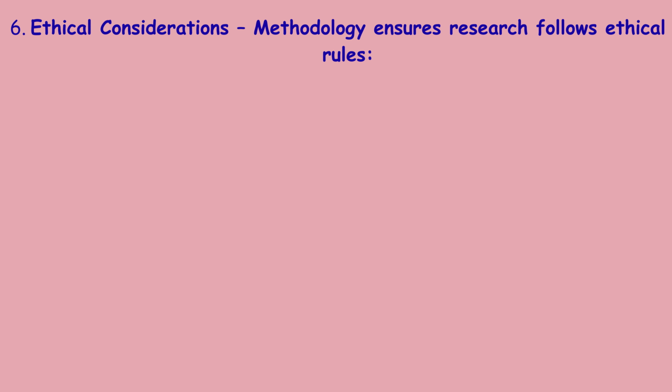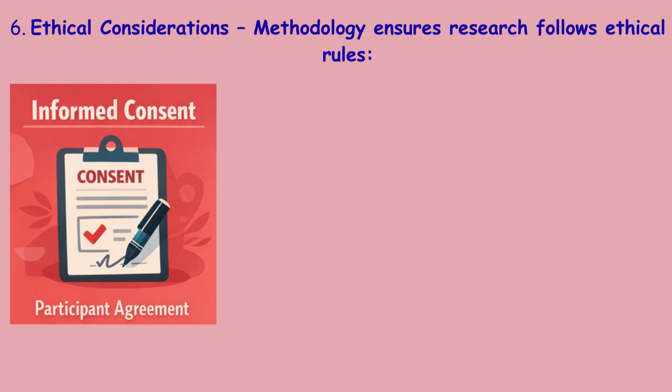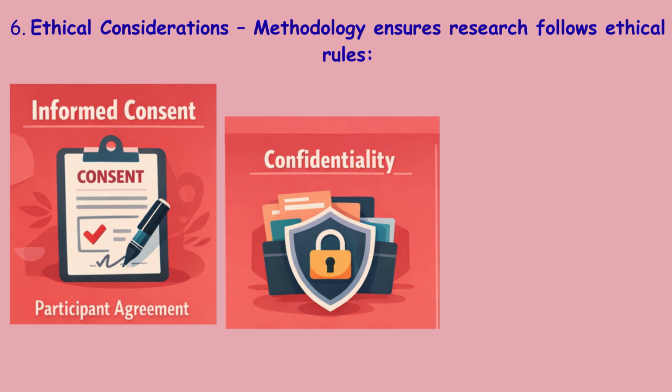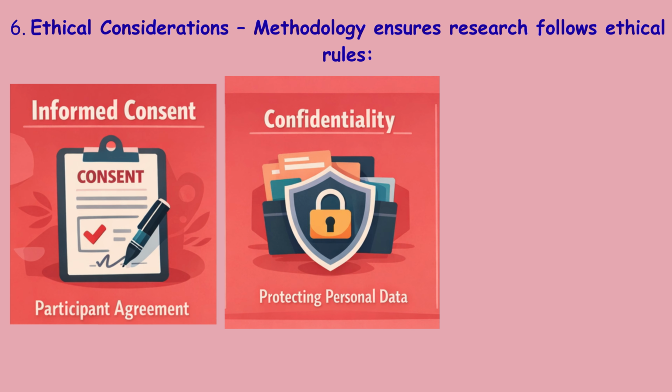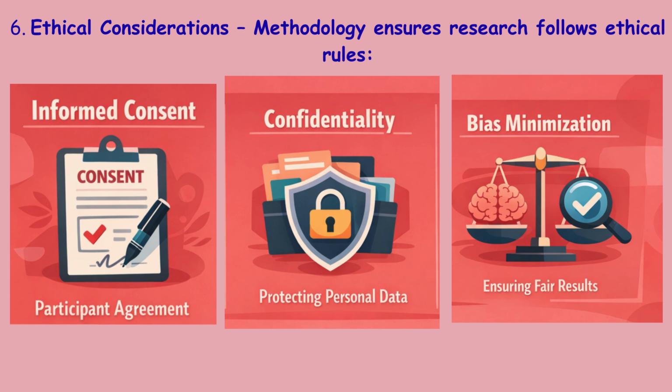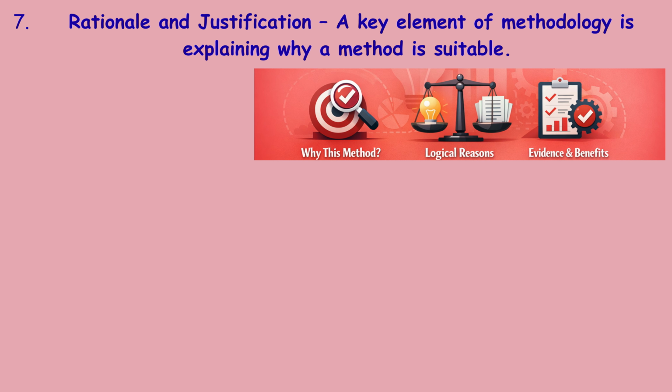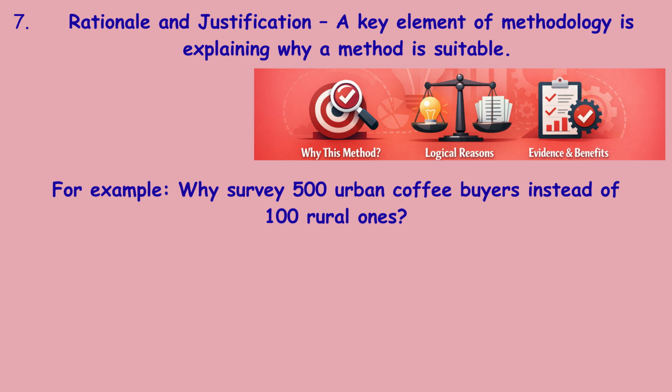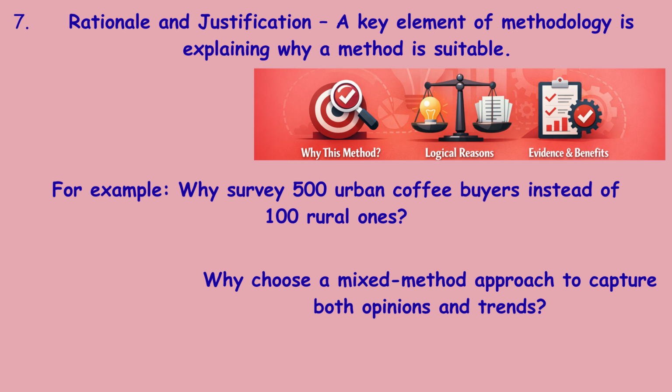6. Ethical considerations. Methodology ensures research follows ethical rules. Informed consent from participants, confidentiality of personal information, bias minimization to ensure fair and valid results. 7. Rationale and justification. A key element of methodology is explaining why a method is suitable. For example, why survey 500 urban coffee buyers instead of 100 rural ones? Why choose a mixed method approach to capture both opinions and trends? These choices are part of methodology.